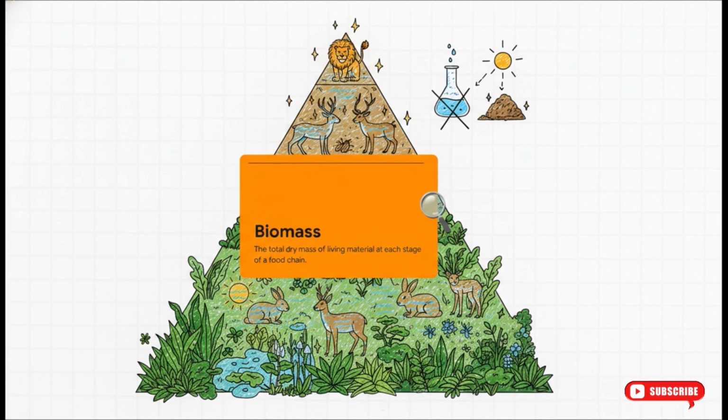Now, you might be wondering, why dry mass? Well, water doesn't actually contain usable biological energy. By physically removing the water weight and measuring just the dry biological material across a given area, we get the absolute truest representation of the chemical energy stored at that specific trophic level. And the cool thing is, when you measure biomass, the producers at the bottom always form a massive base, giving us a true, perfect pyramid shape every single time.